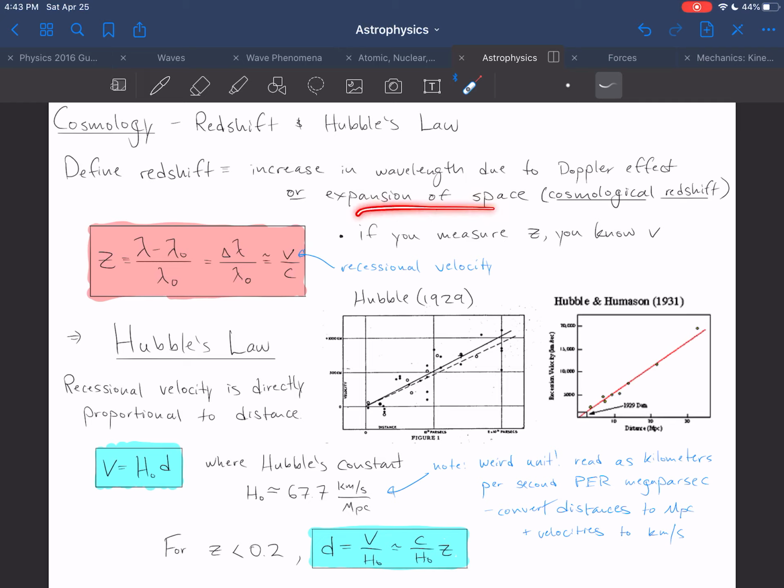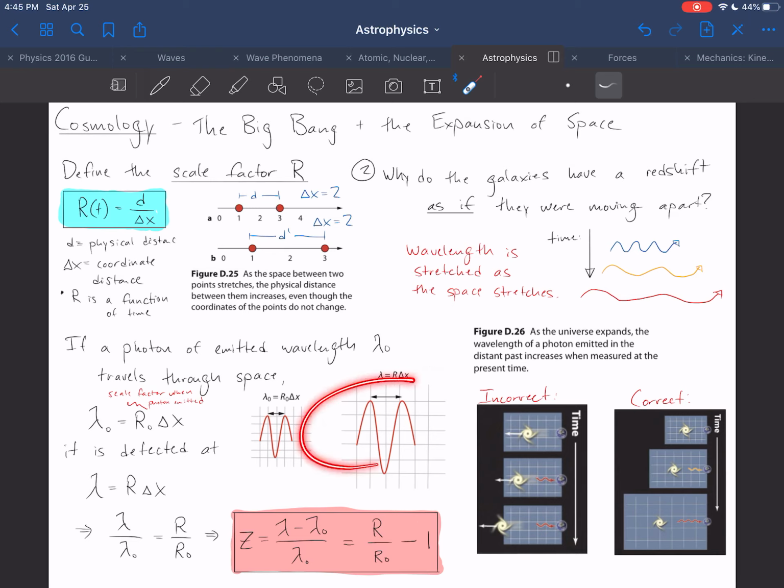So if a photon of emitted wavelength travels through space, then you would expect that wavelength to expand as well. And so this phenomenon is known as the cosmological redshift. And in fact, that's our explanation for why things are redshifted. So why do the galaxies have a redshift as if they were moving apart? Well, as time goes on, that wavelength, lambda, stretches. And so the light is stretched, or the electromagnetic waves are stretched as the space itself stretches.